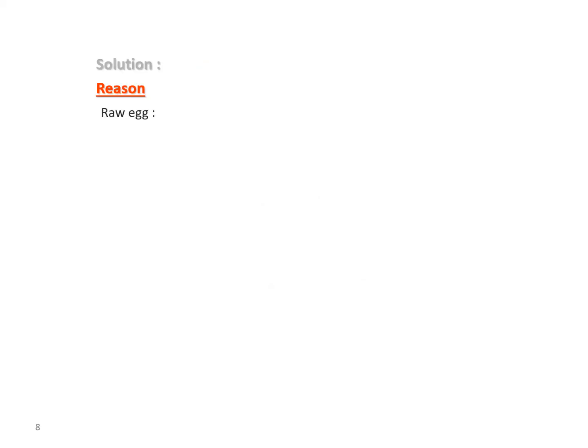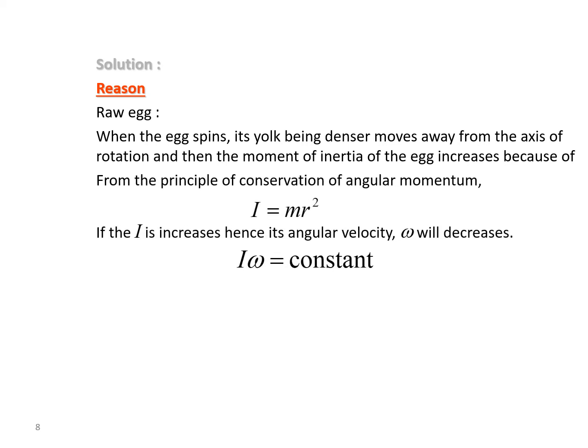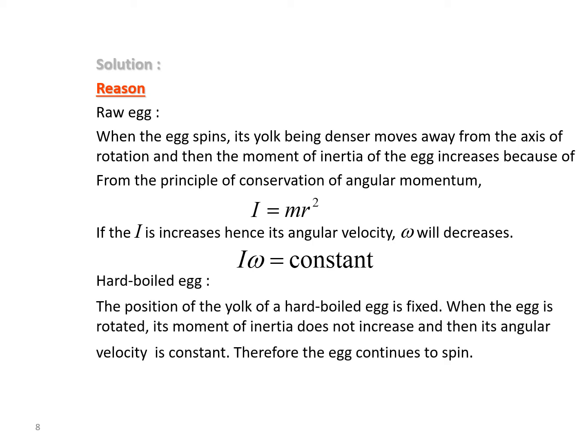So the explanation we can see over here, the reason: for the raw egg, when the egg spins, the yolk, being denser, moves away from the axis. So when it moves away from the axis, r will increase, therefore I will increase. Since angular momentum is constant, when I increases, omega will decrease. For the hard-boiled egg, the position will be maintained. This one I think maybe you can pause and go through word by word.